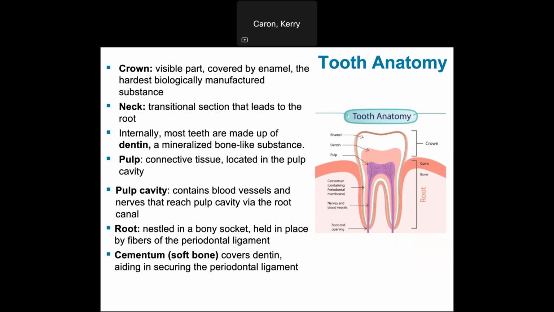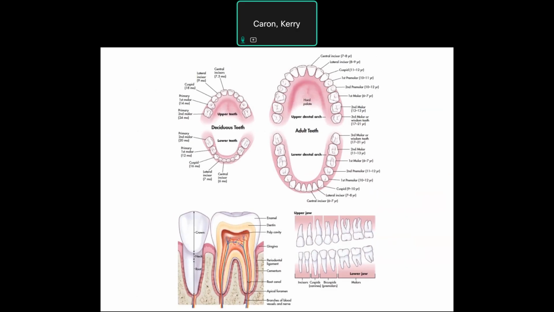And we have cementum, which is also called the periodontal membrane, that covers the dentin and aids in the securing of the periodontal ligament. So we really want our teeth to stay in place, obviously. They go through a lot of abuse through our lifetime, and they need to be strong and hard and in place.